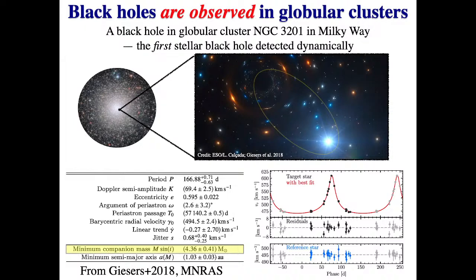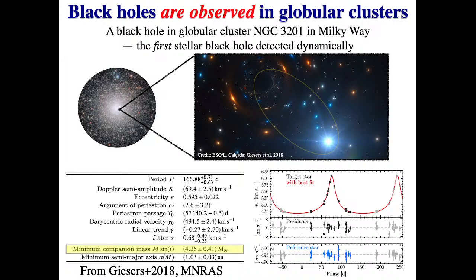So, observational evidence number one. This was from an observation in 2018. A team using the MUSE instrument on the VLT observed, through radial velocity measurements, a black hole main sequence star binary, detached, so not interacting, not transferring mass, in the center of one of the Milky Way globular clusters. NGC 3201 is the name of the cluster.